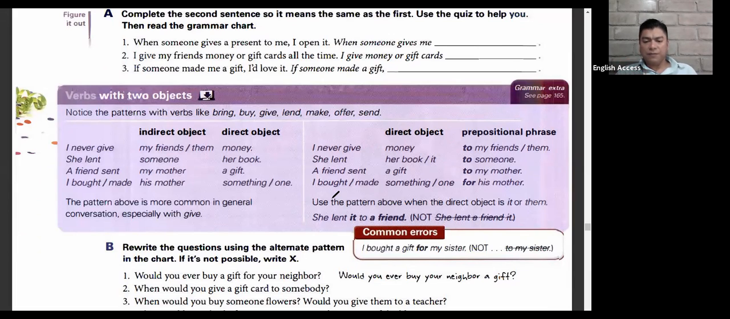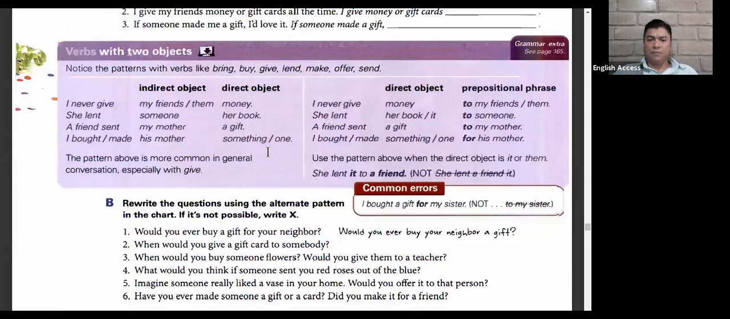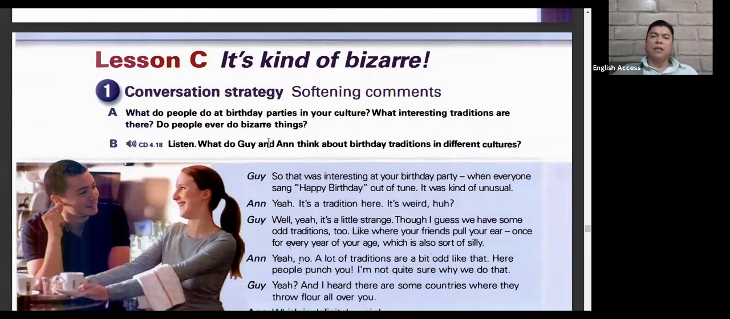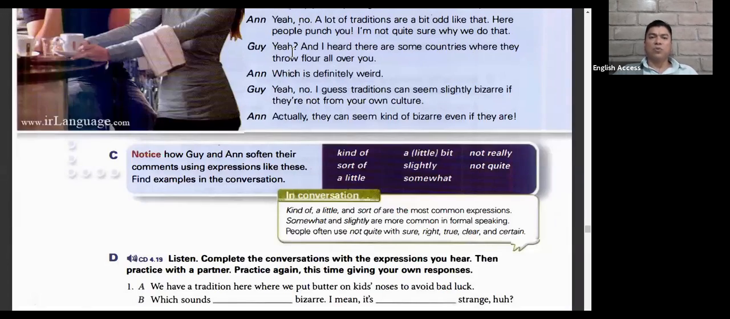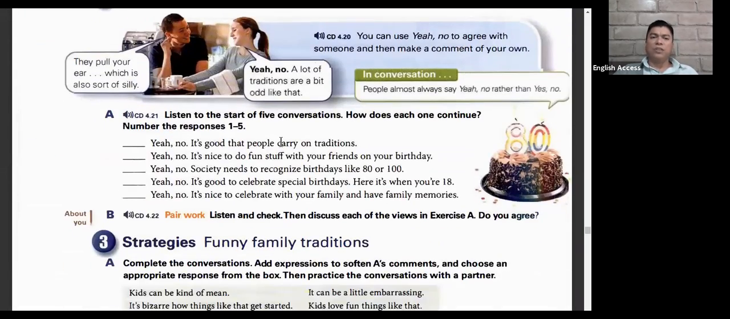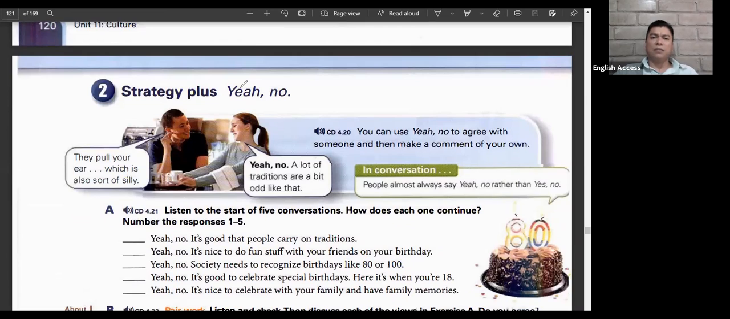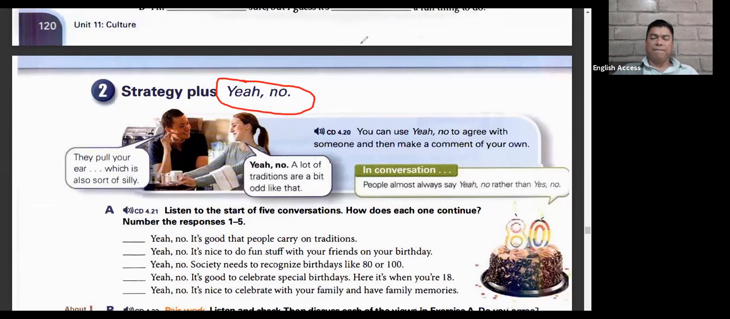I hope it was. Let's continue. Lesson C, it's kind of bizarre. We talked about some expressions to soften comments: kind of, sort of, a little bit, slightly, somewhat, and not really, or not quite. This is to make a comment softer, nicer, friendlier. And the expression, yeah, no. Do you remember this expression, guys? I hope you do.